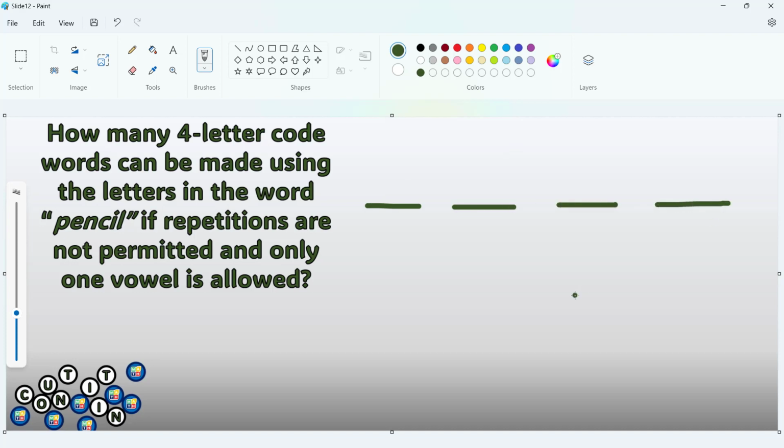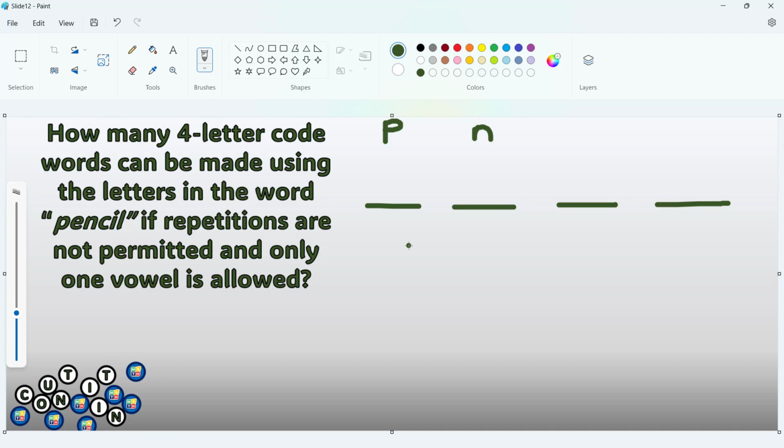But aside from that, repetitions are not permitted here. In short, if you were able to use P on your first placement, P can no longer be used on the second. And it can no longer be used on the third and fourth. Now, if you used P on the first and you used N for the second, both cannot be used on the third and fourth placements. Now, how many possibilities for the first placement? Take note, we have 6 letters, so it should be 6.